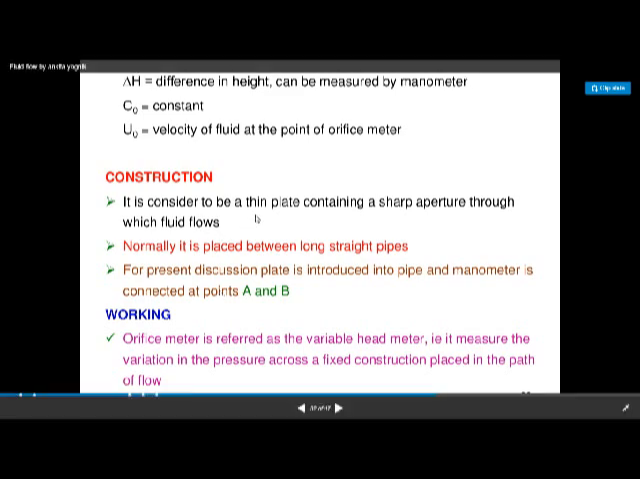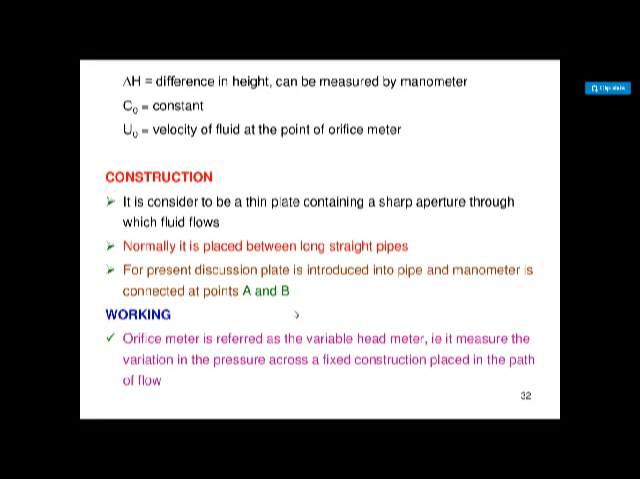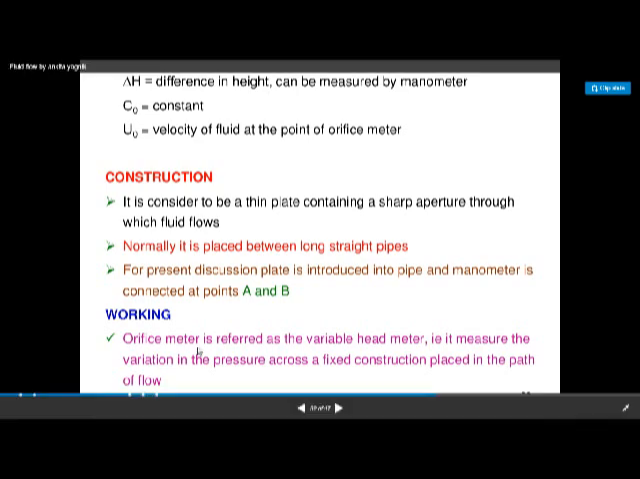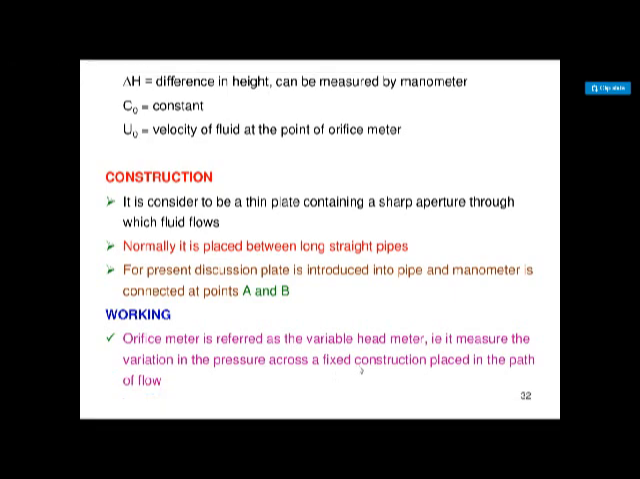It is considered to be a thin plate containing a sharp aperture through which fluid flows. Normally it is placed in a long pipe, and the pressure can be measured by a manometer connected at points A and B. Now, working: the orifice meter is referred to as a variable head meter, that is, it measures the variation in the pressure across a fixed constriction placed in the path of the flow.